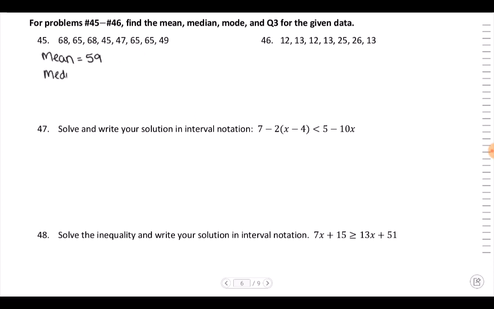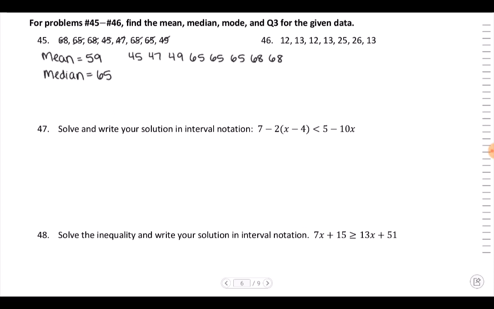The median, if you have to do this by hand, which is 65, then what you do is you put all your numbers in order from least to greatest. So the smallest number being 45, the next one is 47, and then 49. Let me just mark these off as I do this. And then we have 65 like 3 times, right? 65, 65, and 65. 1, 2, 3. And then we have 68 and 68. I'm going to erase this in a second, but there we go. All right, so there's all the numbers. You have to put them in order, least to greatest.